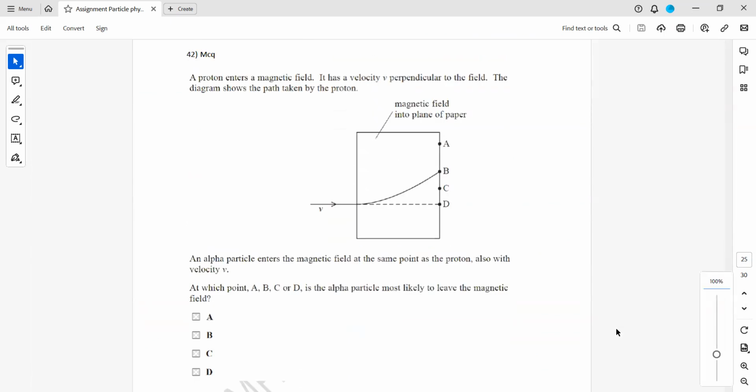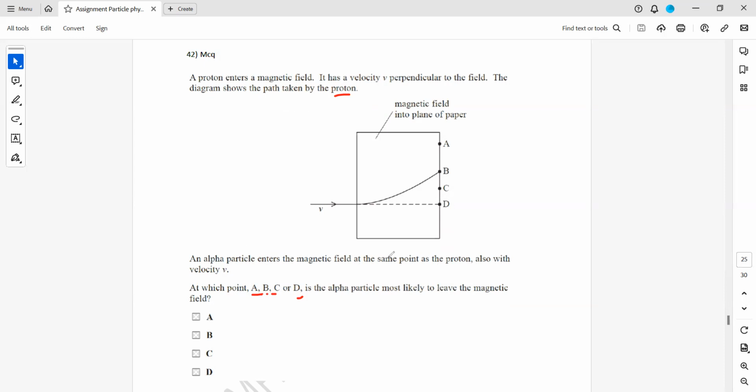A proton enters the magnetic field. It has a velocity v perpendicular to the magnetic field. The diagram shows the path taken by a proton. An alpha particle enters the magnetic field at the same point as the proton with velocity v. At which point, A, B, C, or D, is the alpha particle most likely to leave the magnetic field? So this one is for the proton.